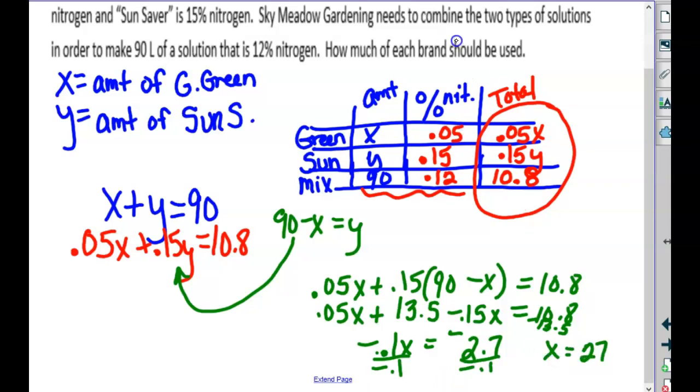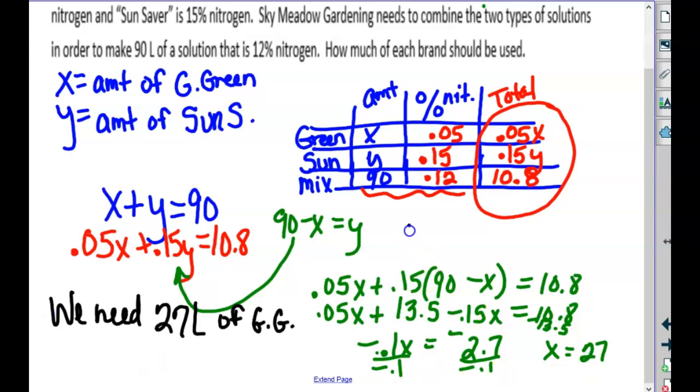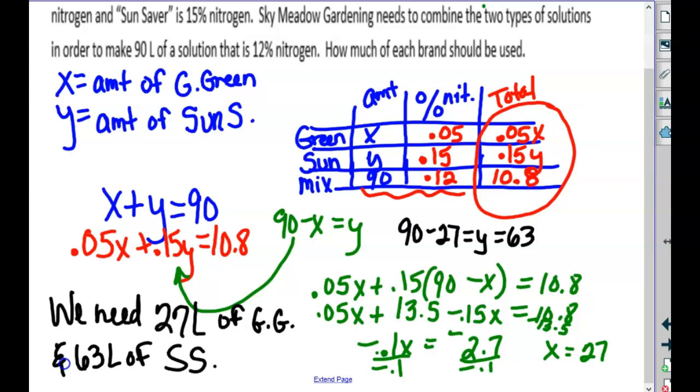So what's the answer to the question though, guys? 27 liters gently green and then 36 sun. And then we got to do 90 minus 27 to find the other one. You said 63? Yes, no, you feel okay about that kind of mixture problem? Maybe?